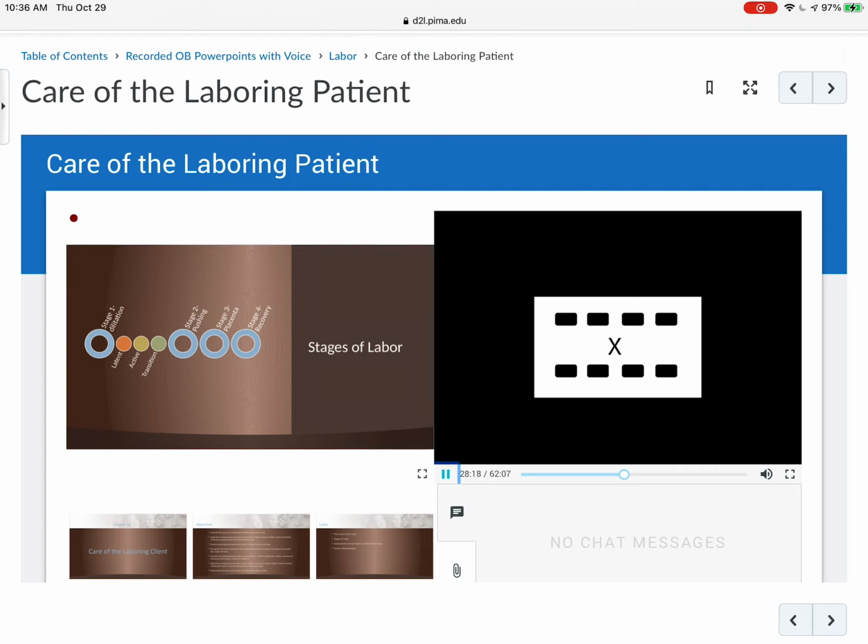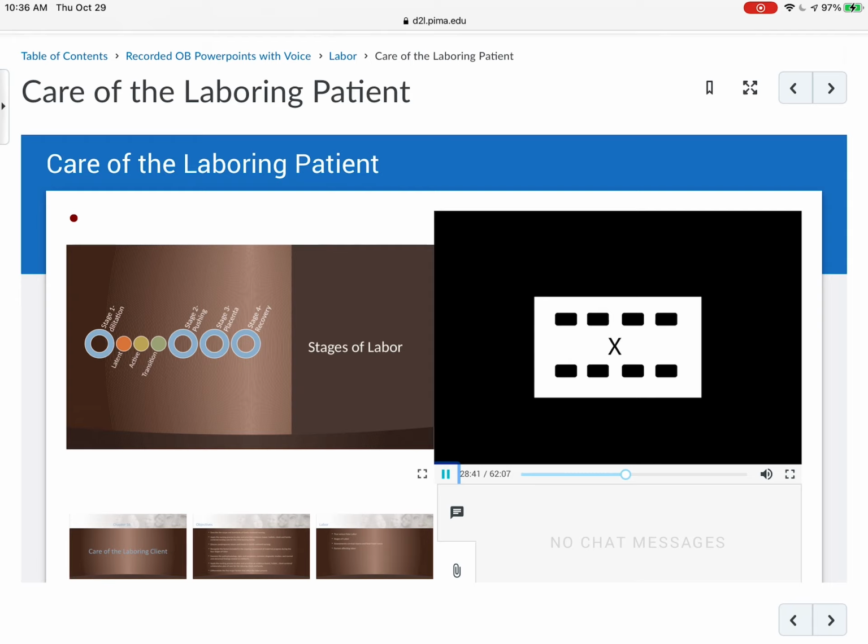So those are the 5 P's that will affect somebody's labor. Again, you have the passenger: the size of the baby, the position, the attitude of the baby. You have the passageway: the size of the hips. A lot of times too, whether the hip structure is flat or if it's round.